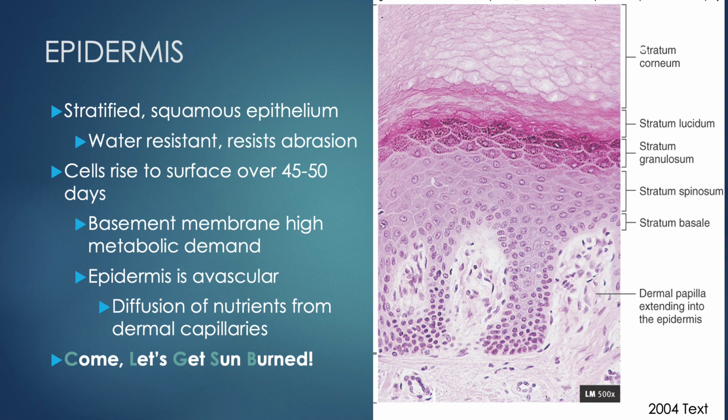The epidermis is avascular, meaning that there are no blood vessels in the epidermis. So what that means is that all of those cells obtain all of the nutrients that they need from dermal capillaries diffusing into the area.